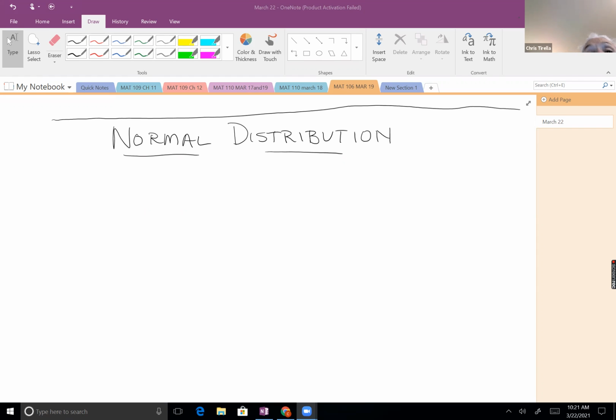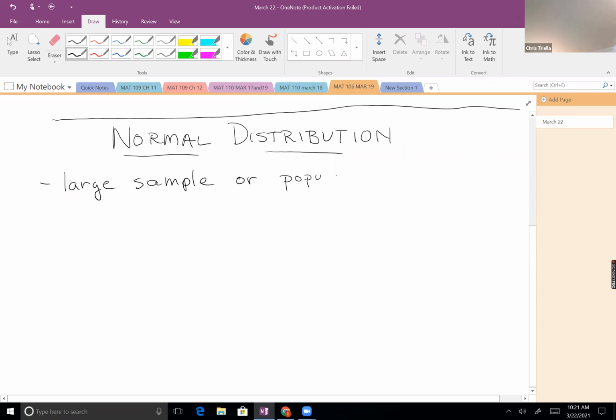In order for something to be considered normal, you have to have a large sample or population. I believe in statistics, they say it has to be greater than 30, a large group. Now, in this large group of numbers, what usually happens is that the mean, the median, and the mode are real close together. We're going to say that they're approximately equal.